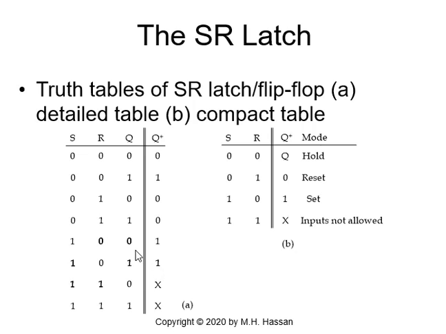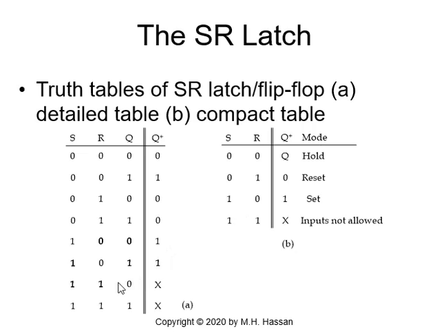So what this tells me, these two rows, when we have a 0, it changes to 1. When we have a 1, it stays 1. So we have, when S is 1 and R is 0, Q plus always will be 1. So in the compact table, when we have 1, 0, Q plus is 1, and we call it the set mode.